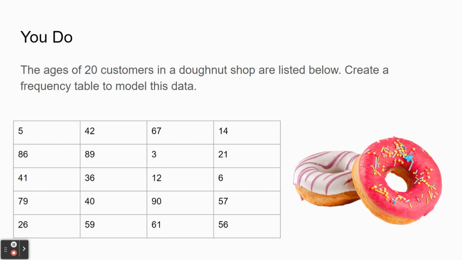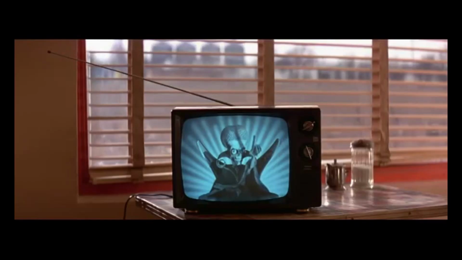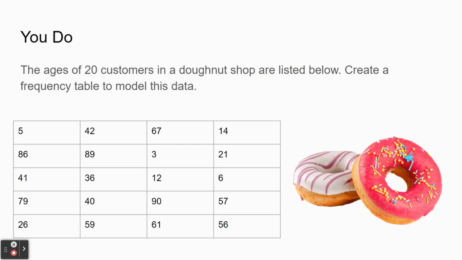So we have a you-do for today. The ages of 20 customers in a donut shop are listed below. You are going to create a frequency table to model this data. So again, the first thing you want to do is figure out what categories you have. From there, count up how many times those values fit in each category, and find the frequency. Pause the video and begin this problem.